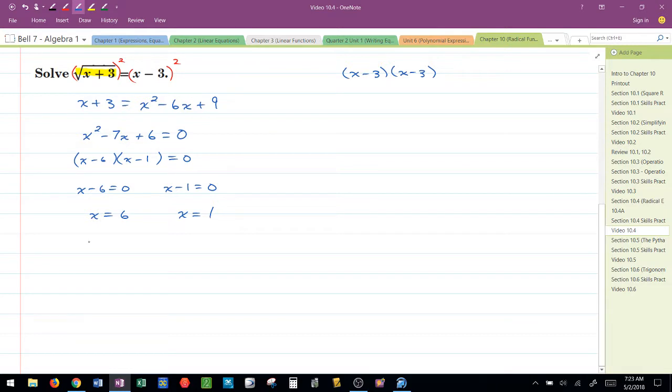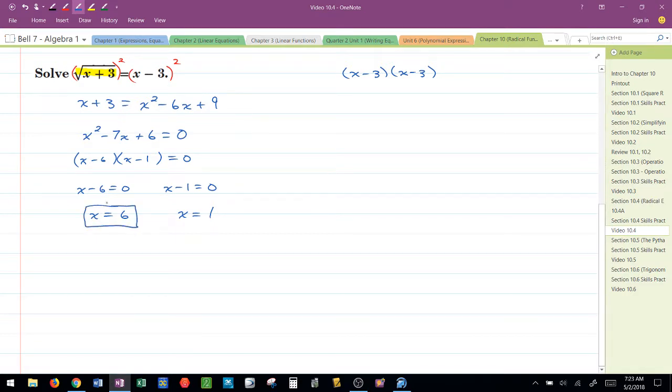Now, I'm going to substitute the 6 and the 1 each into the equation separately. So for the first problem, remember we're going back to the original. Let's take x as 6. If I plug 6 in for x, I get 6 plus 3, 9. Square root of 9 is 3, equals 6 minus 3, or in other words, 3 equals 3. I know that this solution works.